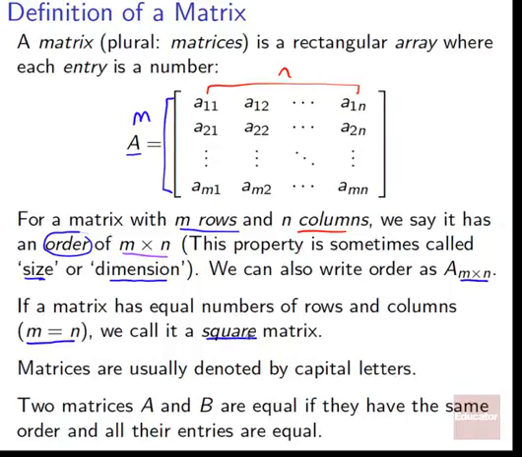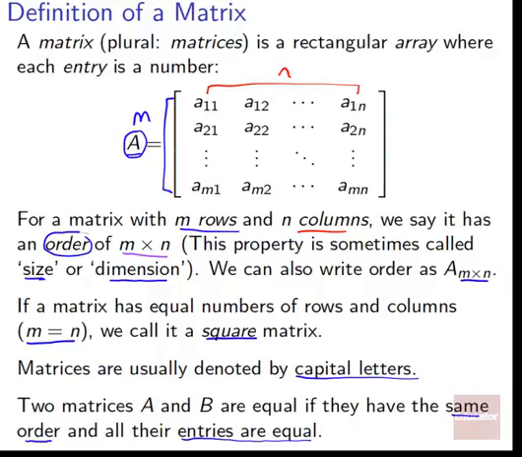Matrices are usually denoted by capital letters like capital A, but you might see other ones as well. Two matrices A and B are equal if they have the same order, so they're the same size, and all of their entries are equal. So if we go to any given location over here, it's the same as the same location over here. You choose one location here, it's the same thing as this location here. So they have to look exactly the same for them to be equal to each other.